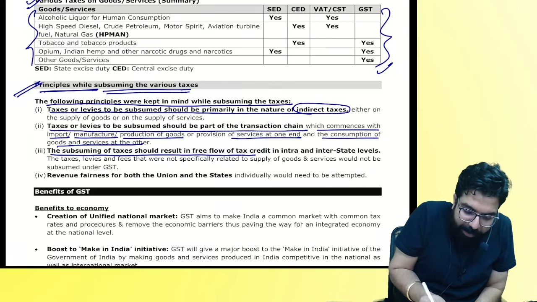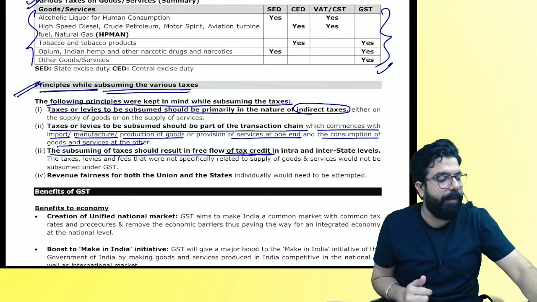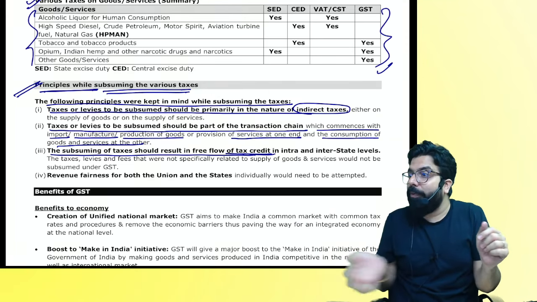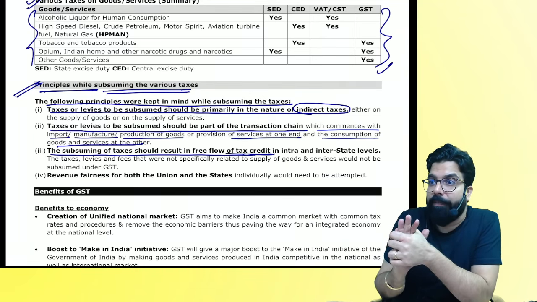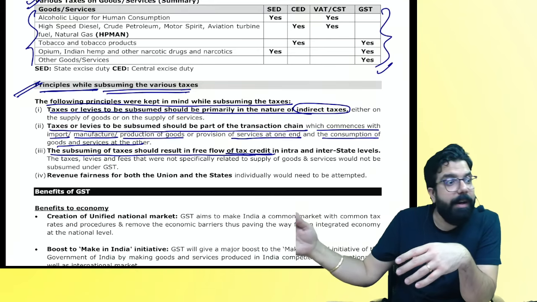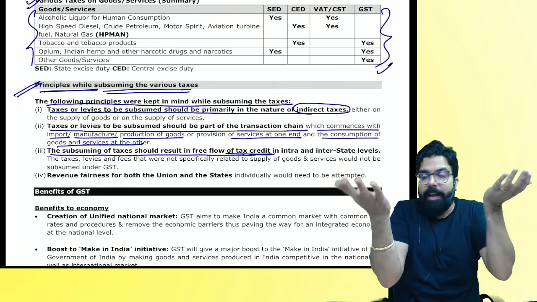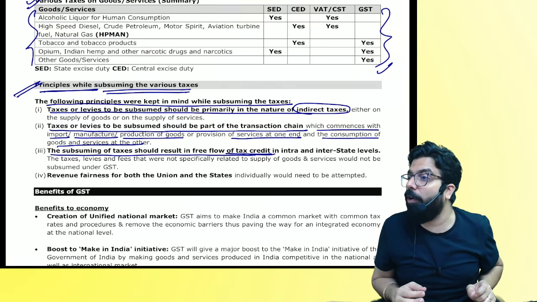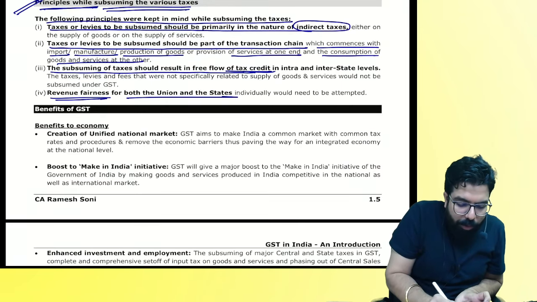The subsuming should result in free flow of credit. Because they deleted some taxes, what will happen because of that? Free flow of credit will be there. See, they subsumed excise duty. They deleted excise duty. Will I get now credit of the GST? Earlier, I was not getting the credit. But now, because they have deleted some old taxes, everyone is freely getting the credit. If I get the credit, I will use it for my output tax. Will there be any cascading effect? No. Any tax on tax will happen? No. Next.